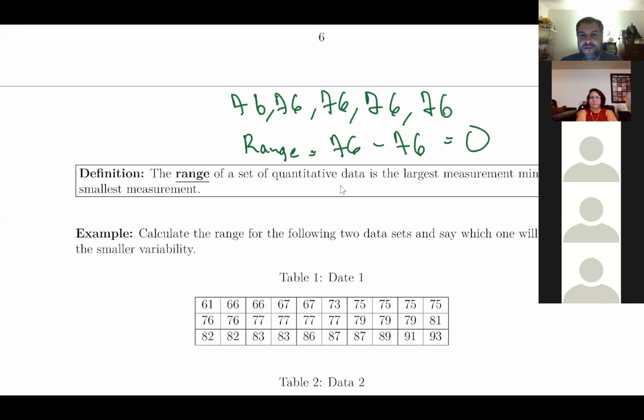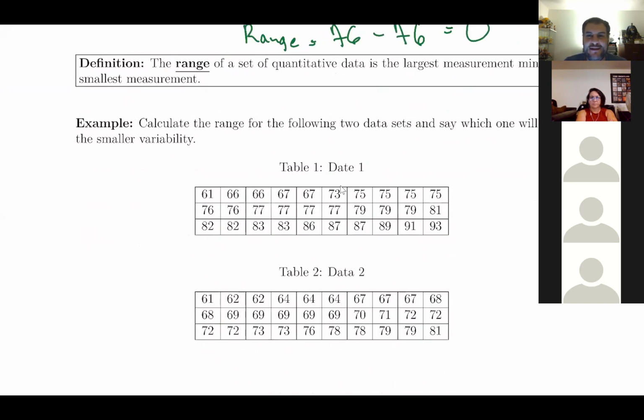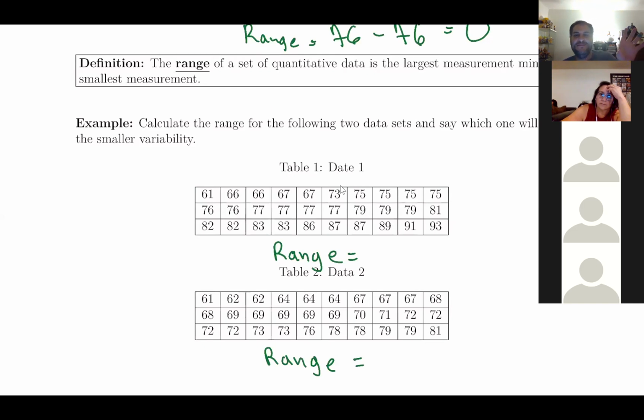All right, let's go ahead and do this. I have two data sets. I want you to calculate the range for both of these data sets, and then tell me which one has the lowest variability, data 1 or data 2. I already put the data sets from lowest to highest, so that shouldn't be much of an issue. The range formula is the maximum, or highest number, subtracted from the lowest number.